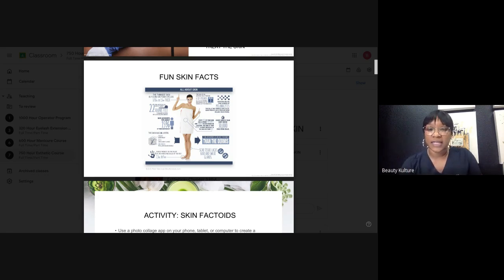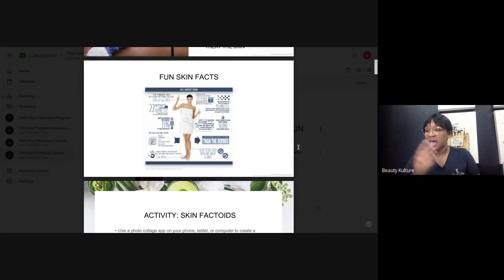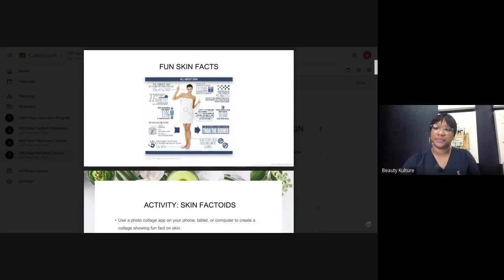I think I'll give you guys one more. This bottom fact says scar tissue. If you have a scar, scar tissue lacks hair. It also lacks sweat glands. So if you ever have a scar, you're not going to grow hair there, and there are no sweat glands able to be produced in areas where there are scars.